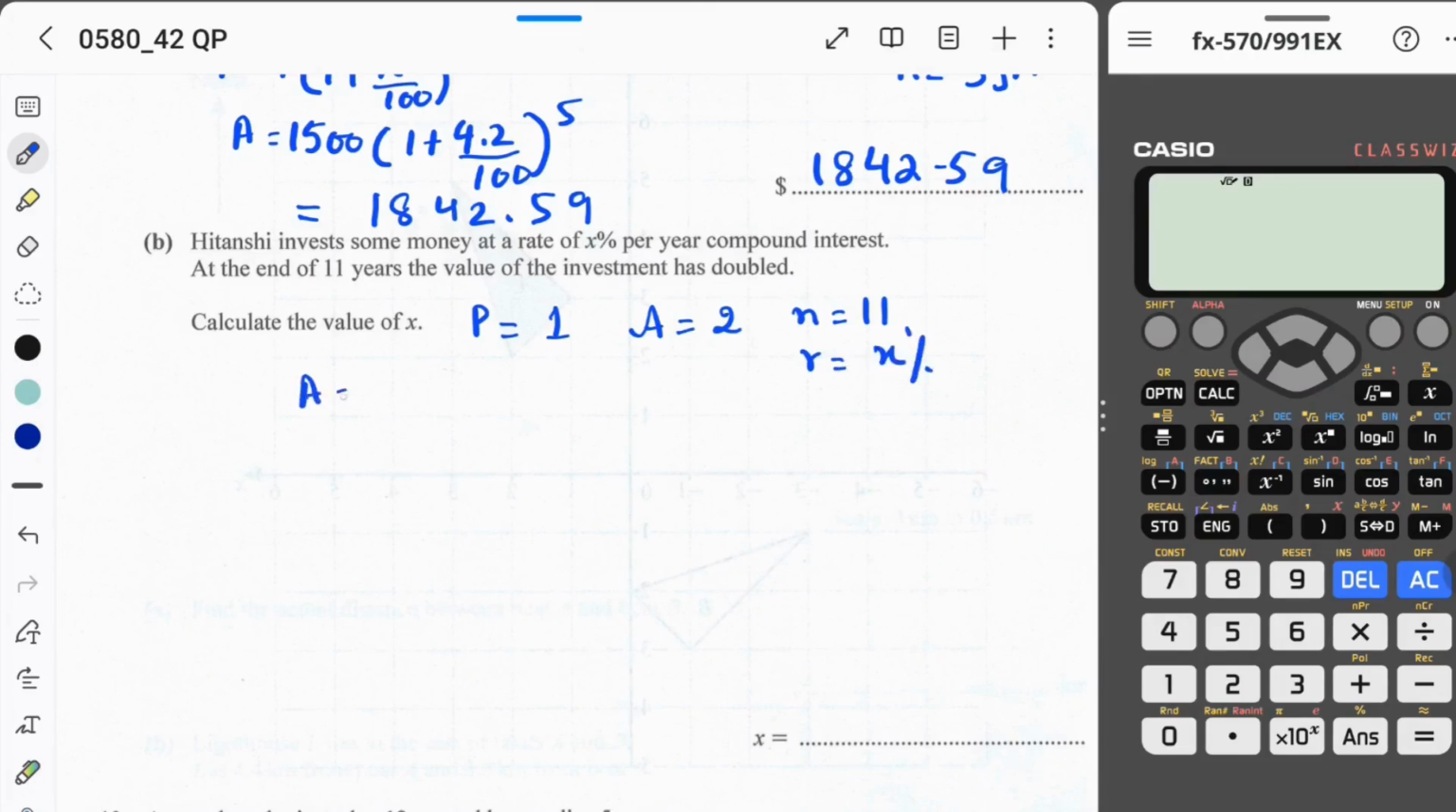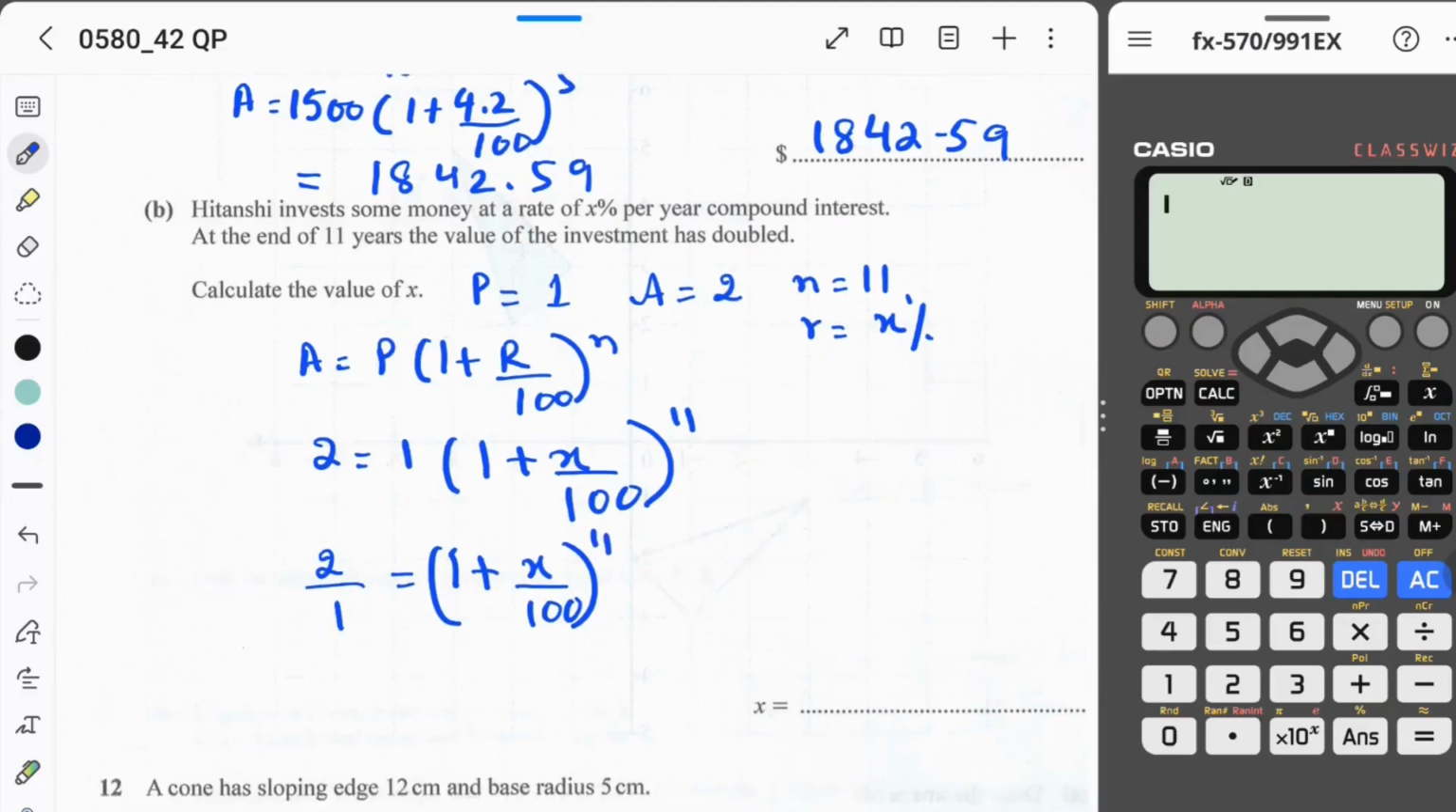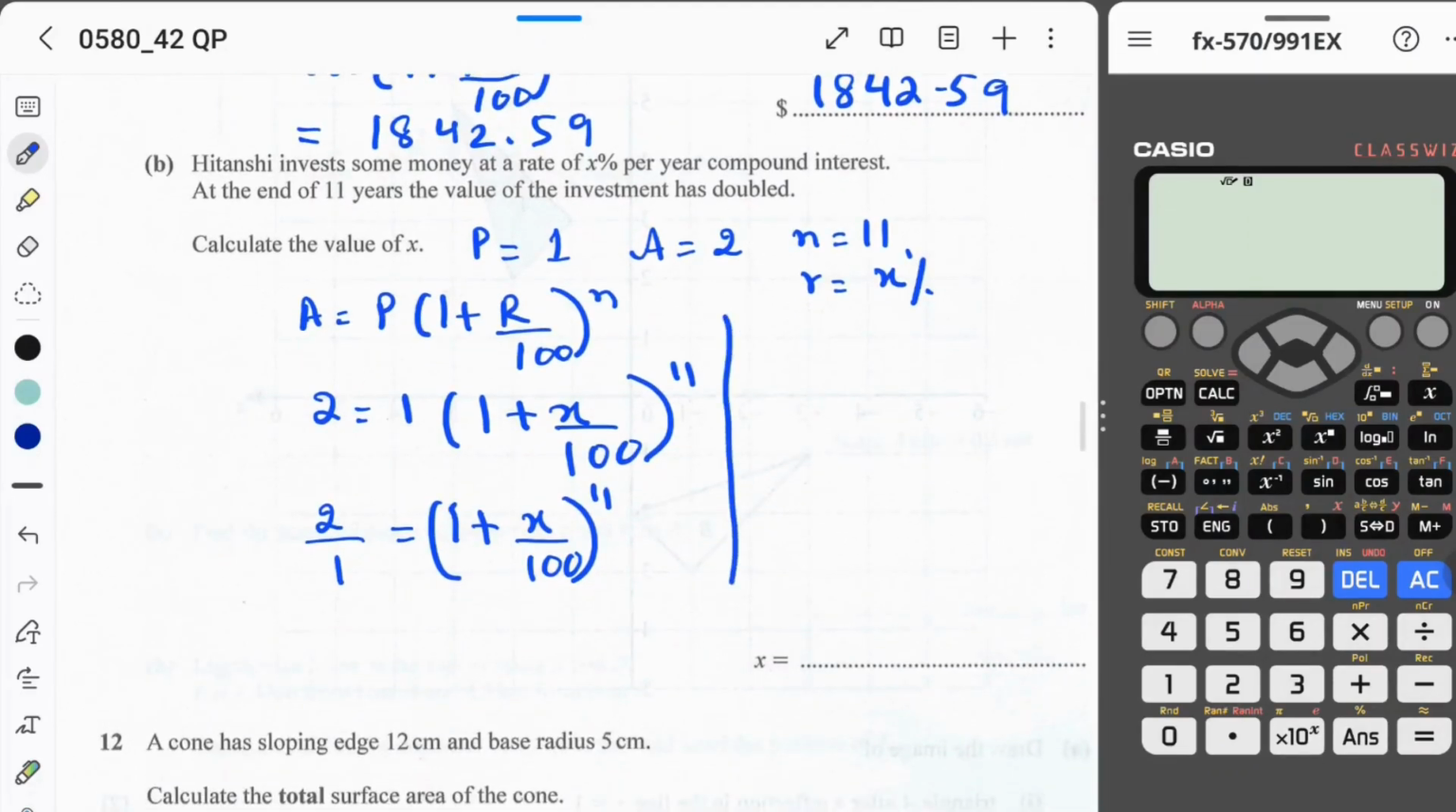So the amount is equal to P times (1 plus R over 100) to the power n. Amount is 2, principal is 1, so 2 equals 1 times (1 plus x upon 100) to the power 11. That will be 2 over 1, because 1 is multiplying, which is simply 2. So right now we have (1 plus x upon 100) to the power 11 equals 2.